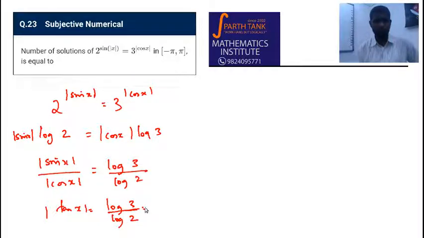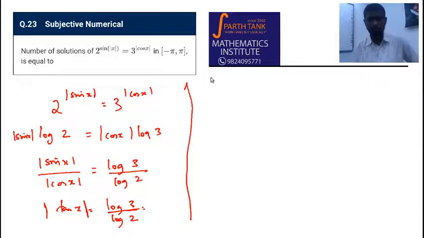Now this is a finite value, slightly greater than 1. So tan x will have a definite value, and how many values will it have in minus pi to pi? In minus pi to pi it covers all 4 quadrants, right? All 4 quadrants.